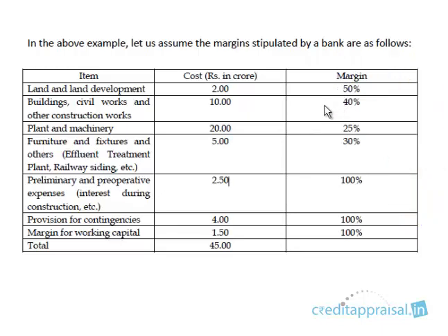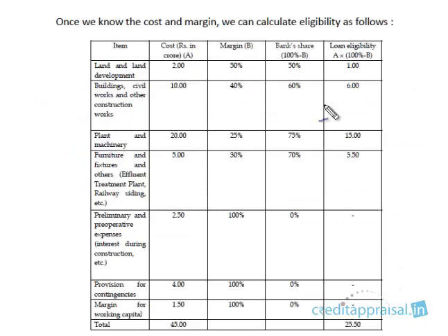Now we have to calculate the term loan eligibility. What is the maximum loan that can be sanctioned in this particular case? That's simple. Once we know the cost and the margin, we can straight away know the bank share: 100% minus the margin. So if 50% is the margin, the balance 50% will be sanctioned by the bank. If 40% is the borrower's margin, then the balance 60% will be sanctioned by the bank. So simply 100 minus the margin. And then what is the loan eligibility? For land, the bank will be sanctioning a bank share of 50% of the cost. 50% of 2 is 1 crore. Then for building, the bank will sanction 60% of 10 crores, which is 6 crores.